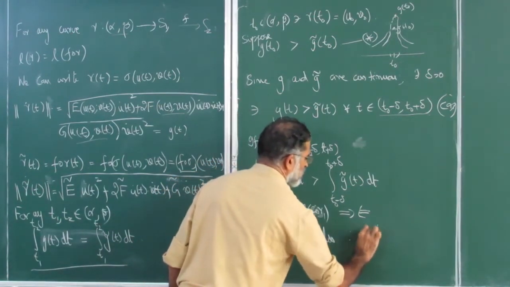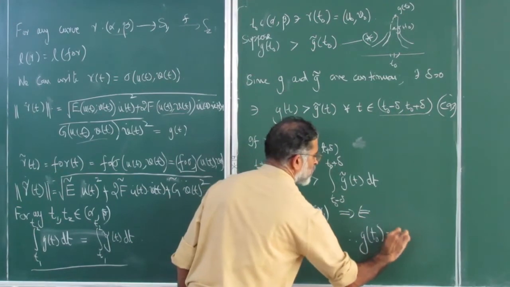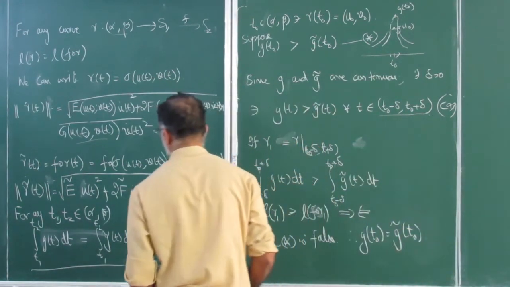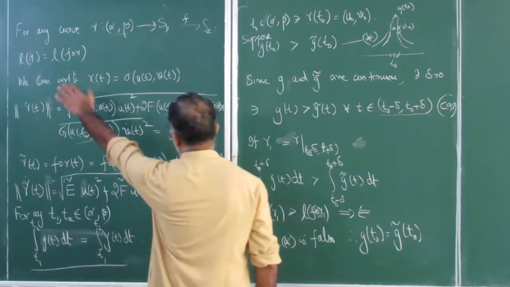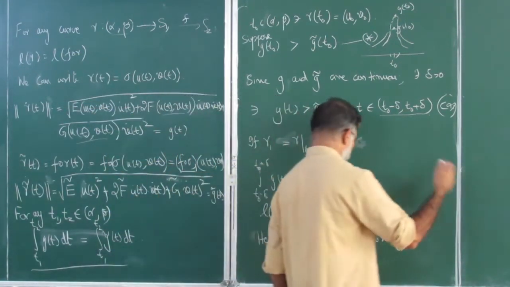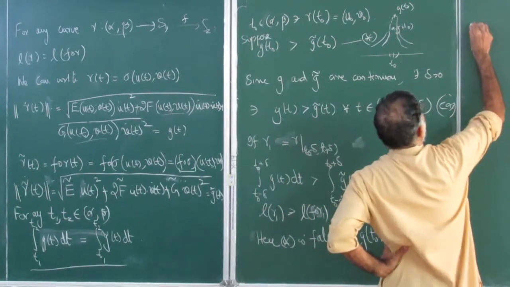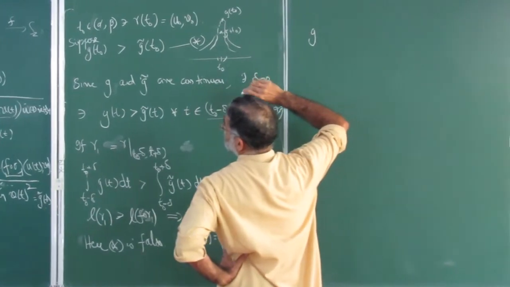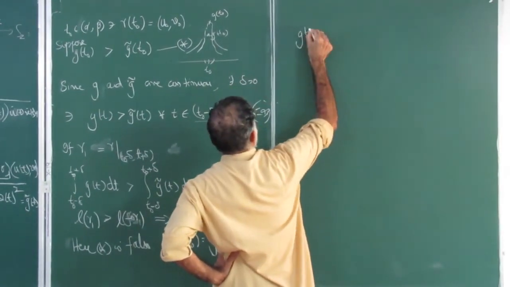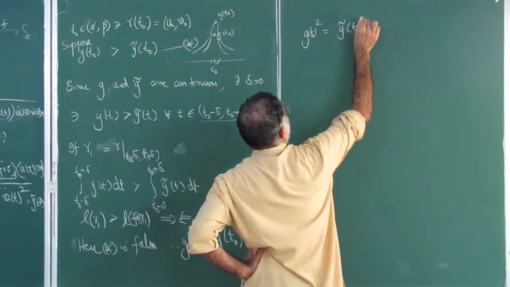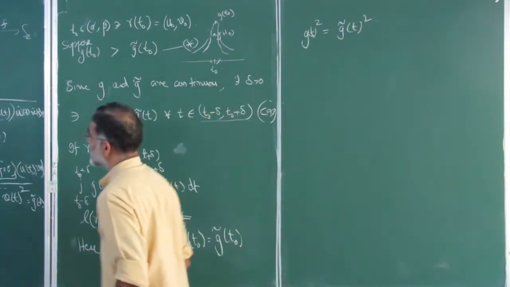Therefore g(t0) is equal to g̃(t0). So that means this guy is the same as this guy. So therefore, now it's very simple. Therefore, g(t)² is equal to g̃(t)². So let us get out of this square root business.